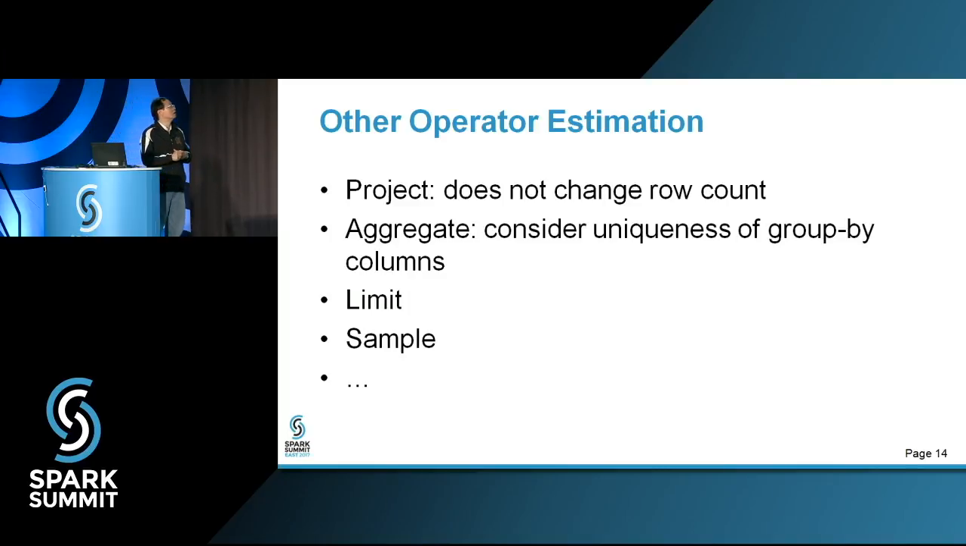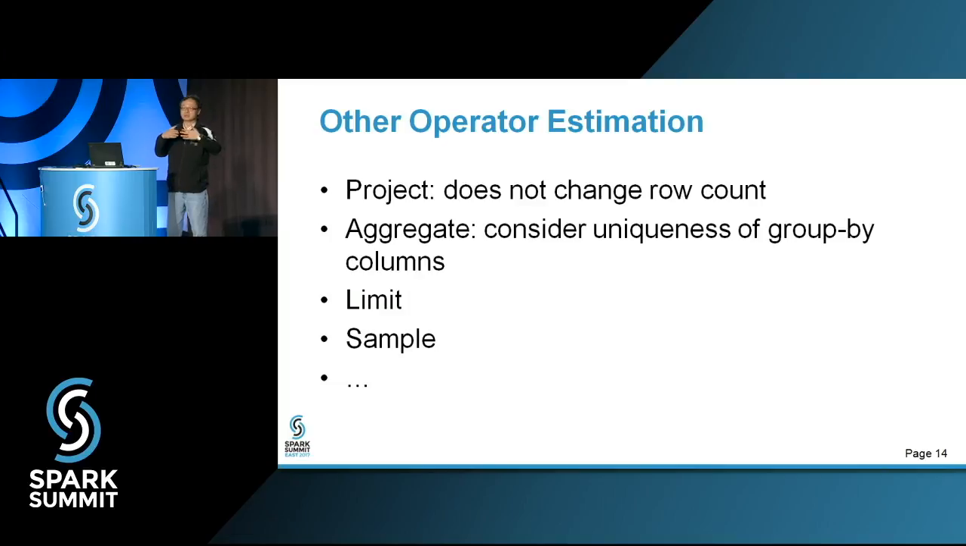As for the other operators, they are kind of straightforward. For example, the project operator does not change the row count. As for the aggregate group by operator, we consider the uniqueness of the group by columns. If all the columns in the group by clause are not correlated, then we just multiply their cardinalities together. If we figure out one group by column is unique, then we do not multiply those non-key columns. This way can give us a better cardinality.